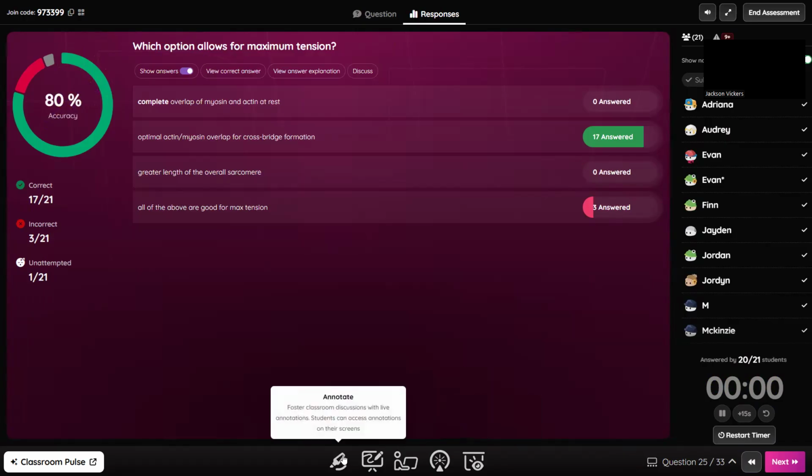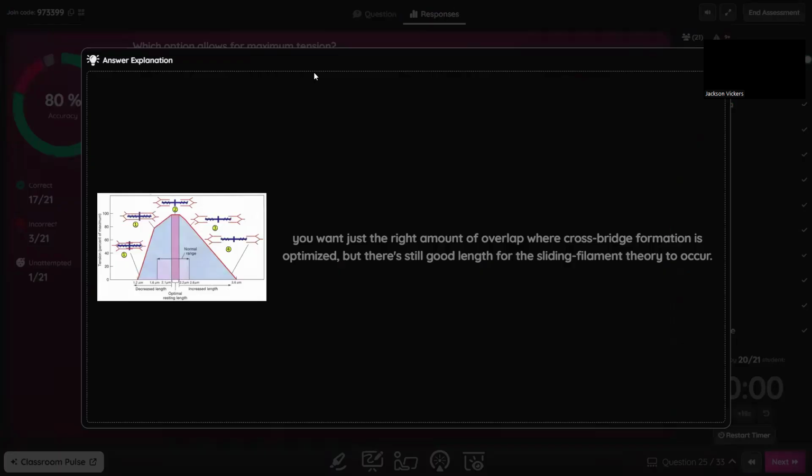Let me get the. I had a photo that was supposed to come up here. Here we go. This is the part of your book where you don't want too much overlap between the actin and myosin, and you don't want too little. There's an optimal amount where you get perfect amounts of cross bridge formation.